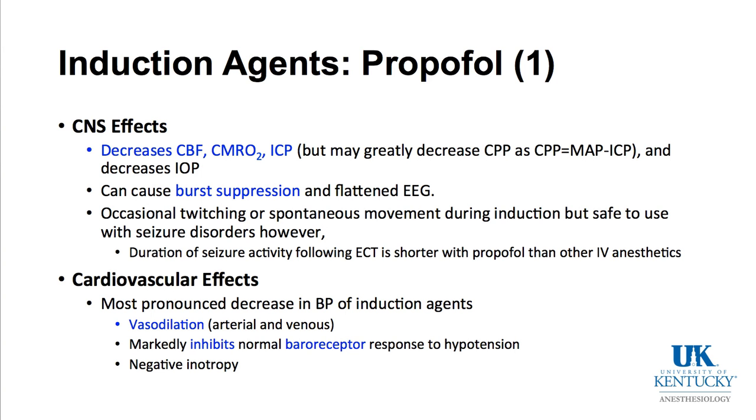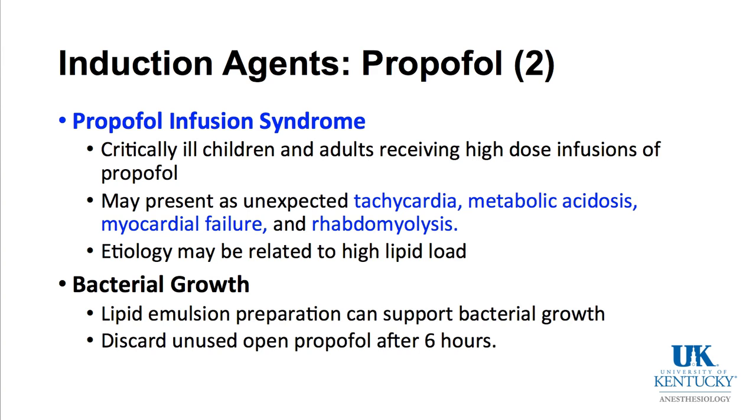The cardiovascular effects of propofol include venodilation and vasodilation and inhibition of the baroreceptor response to hypotension, which normally should be a tachycardia as your blood pressure drops. But if the baroreceptors are blocked, you do not get the reflex tachycardia. And not only do you not have tachycardia and you're vaso- and venodilated, but you also have negative inotropy. So you can see why propofol causes the most hypotension of our induction agents.